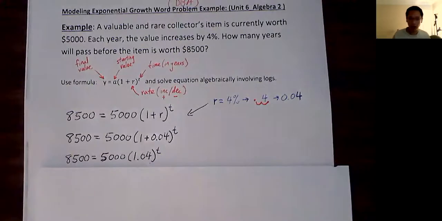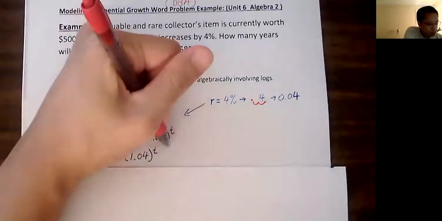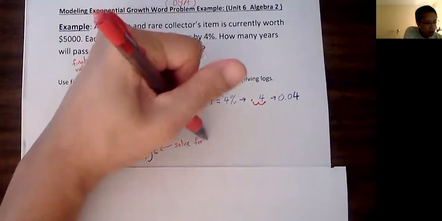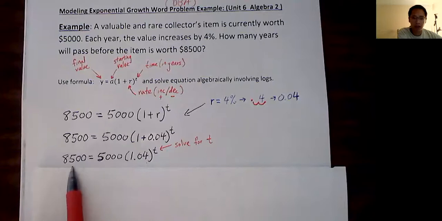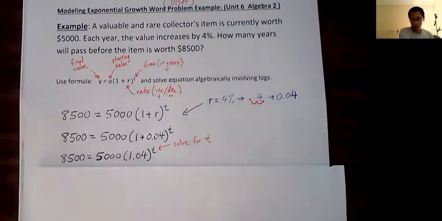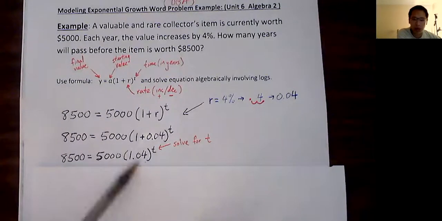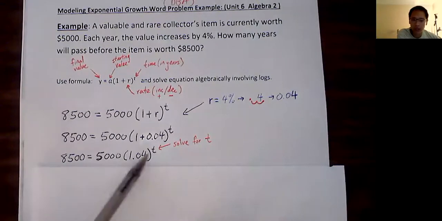Now let's pay attention to what our purpose of this equation is. Our goal is to solve for t. Okay, so keep that in mind. We want to figure out how long it will take before this item grows from 5,000 to 8,500, right? How many years is going to pass? So now let's think in terms of, we're trying to solve this algebraically. We want to solve for t, but right now there's too many things going on here. We want to see if we can start to clean things up, move things away from this t, and then eventually we may need to figure out how to bring that t down.